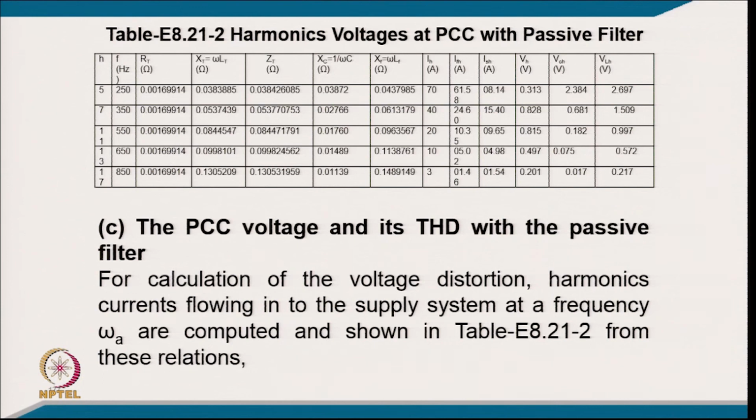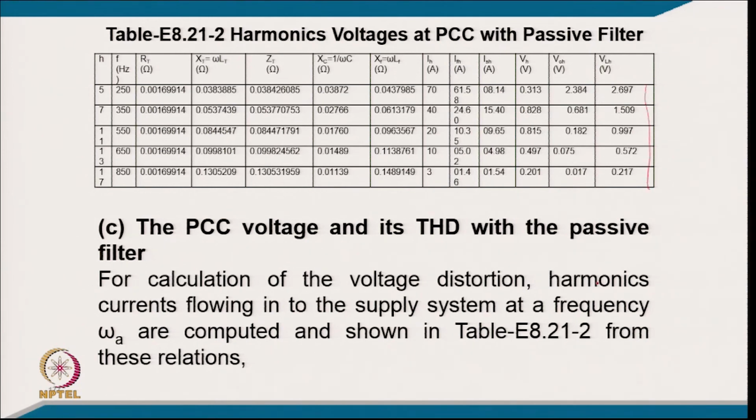Now, we can see the calculation for all harmonics, corresponding to the harmonic orders 5th, 7th and so on. These are the total resistance of the circuit, reactance, then total impedance, the capacitance impedance, the filter inductance impedance, and these are the harmonic currents of the load. This is typically the harmonic filter current, this is the source harmonic current, this is the harmonic voltage at the point of common coupling, this is the capacitor harmonic voltage, and this is the total harmonic voltage across the load.